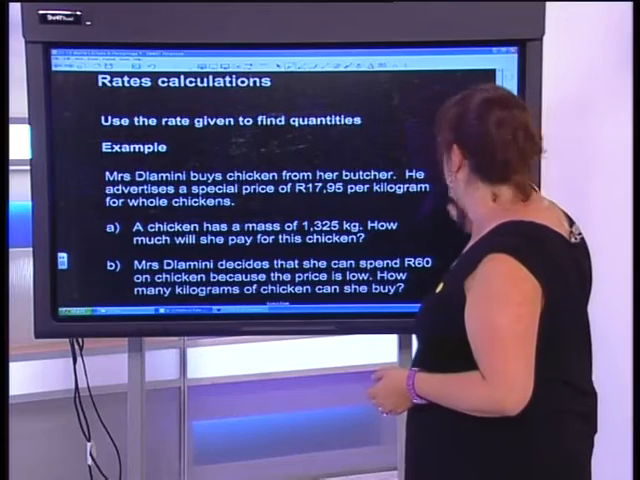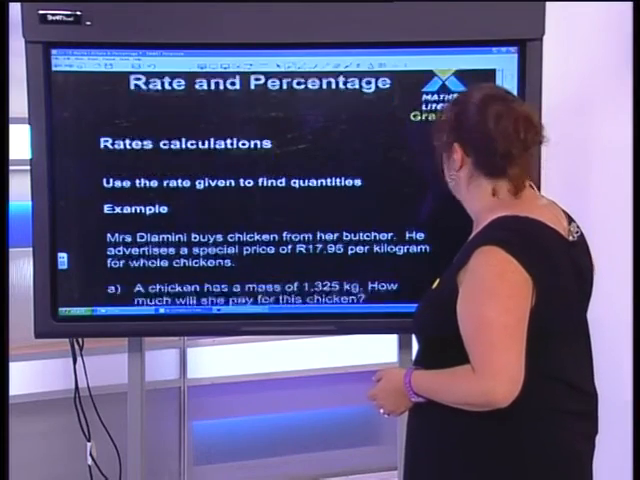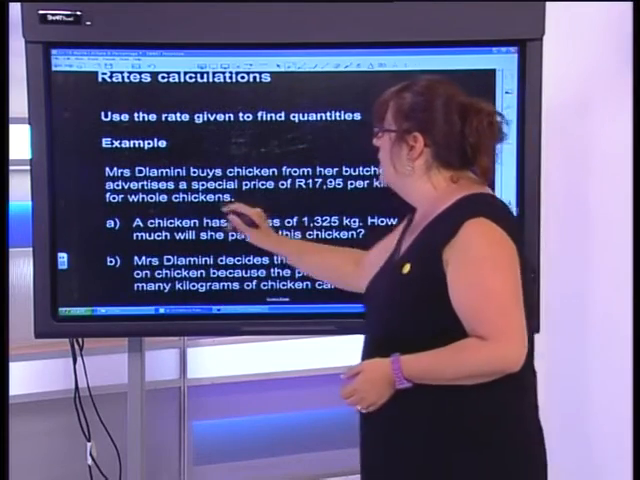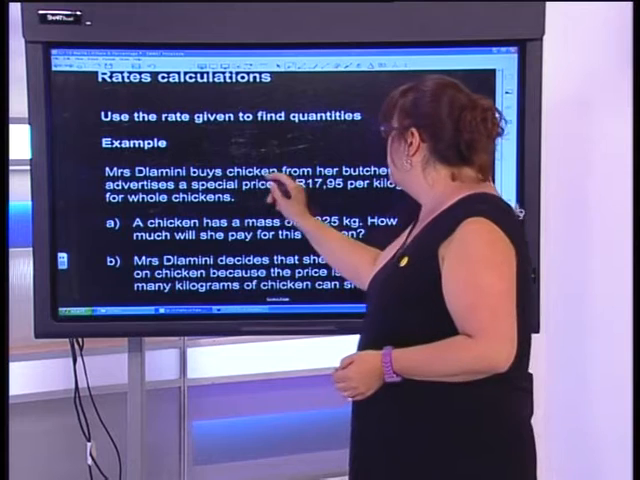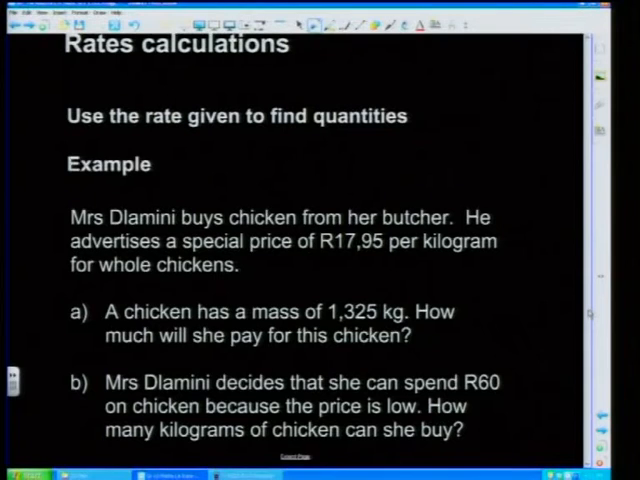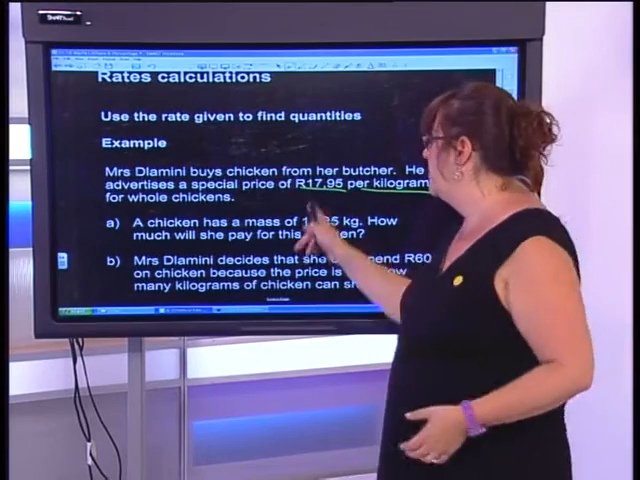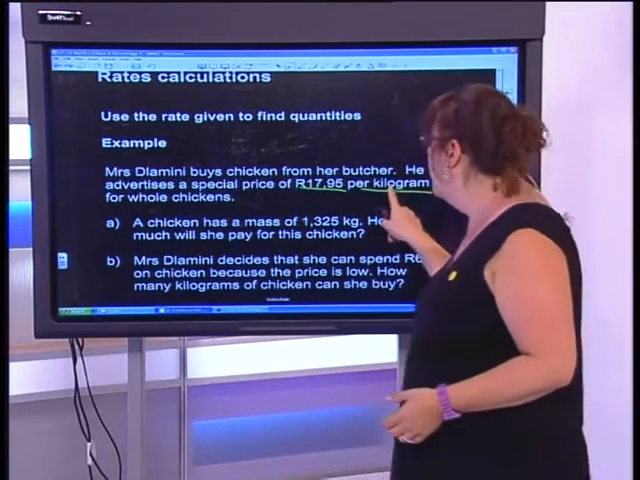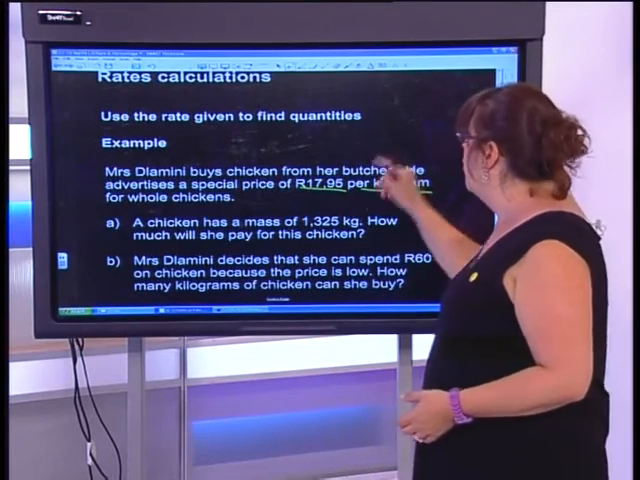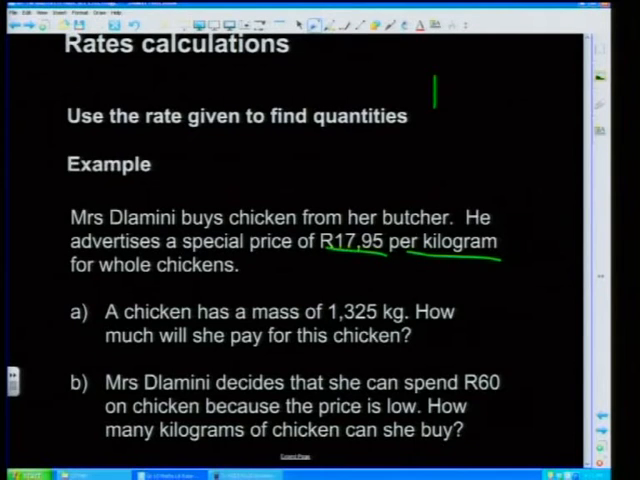Right, now we've got a different rate. Mrs. Lamini buys chicken from her butcher. He advertises a special price of 17.95 Rand per kilogram. So what is my rate? I'm looking at price per 1 kilogram. So she's paying 17.95 for 1 kilogram. So remember, I can write this up here as 17.95 for 1 kilogram.